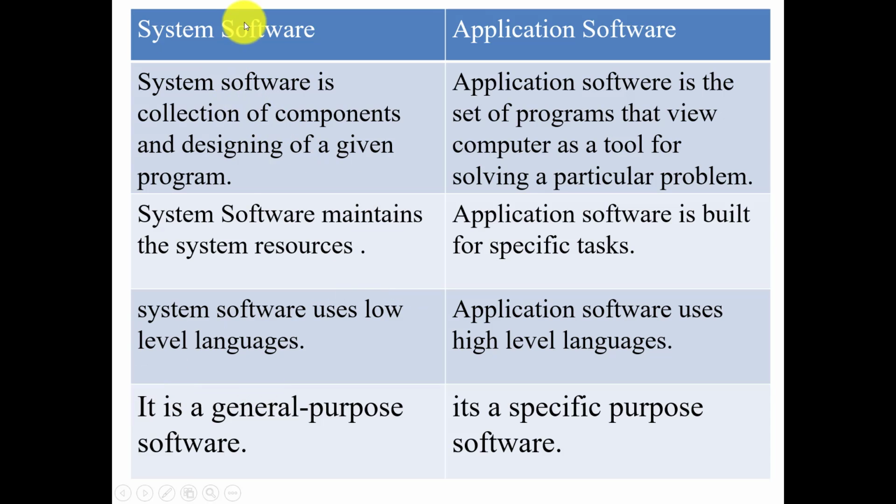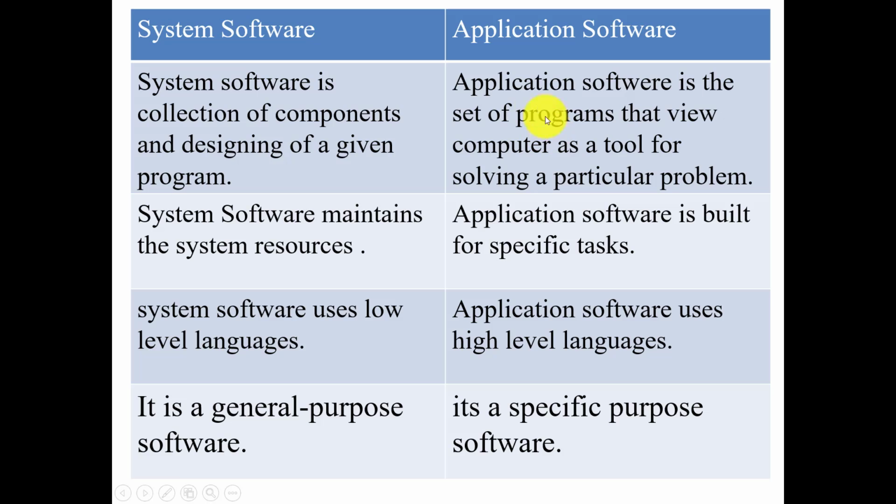Now let's understand the definition of system software. It is a collection of components and the design of a given program. That is, system software is nothing but a collection of different kinds of components. Here, components refer to the hardware configuration, some CPU specification, or what is also referred to as computer architecture.